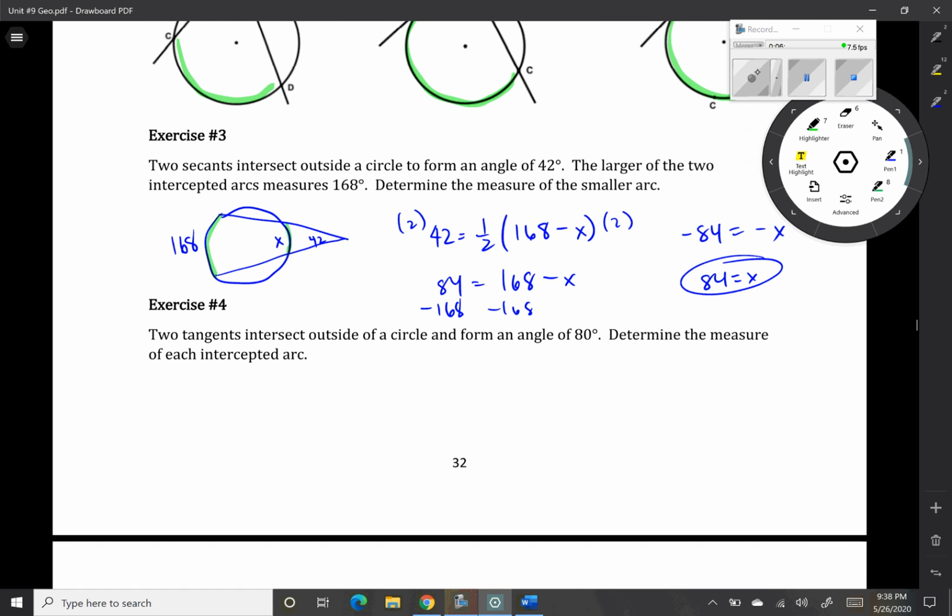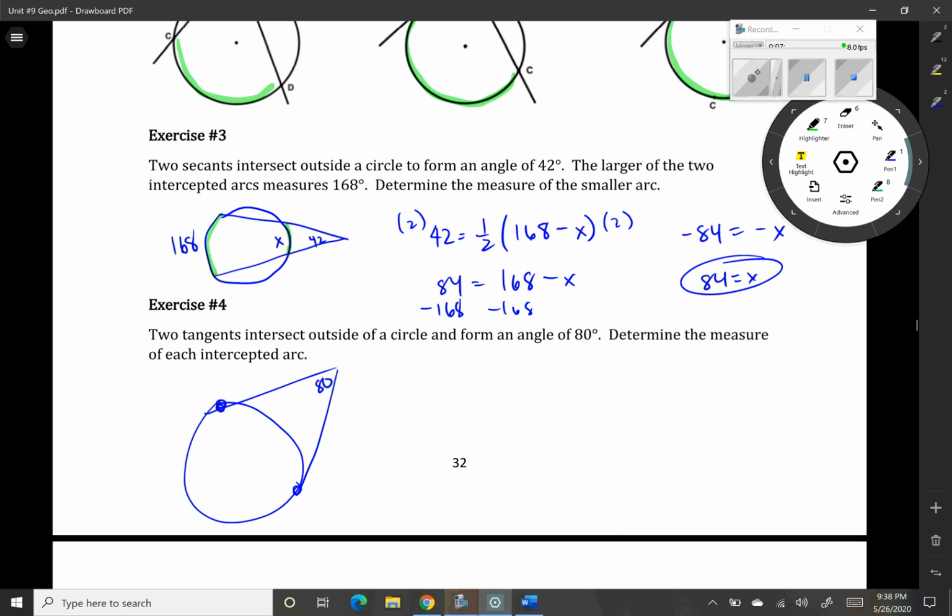Number 4 says two tangents intersect outside the circle to form an angle of 80 degrees. What does two tangents look like? It's going to make like this little cone, right? They intersect just one time on the circle. The angle on the outside is 80. Now notice, this time they don't give me arcs. The reason why is when two tangents intersect, the entire circle is used.